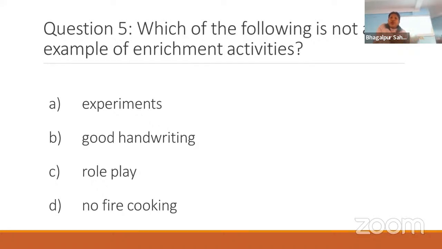Let me tell you, no fire cooking is a part where हम बच्चों को सामान देते हैं और बोलते हैं assemble करो. जैसे हम शरबत बनाने देते हैं कि रोज सिरप है, water है, चलो mix करो, देखो क्या होता है. So no fire cooking is always a part of academics. So let us see which is the correct answer. Please think.